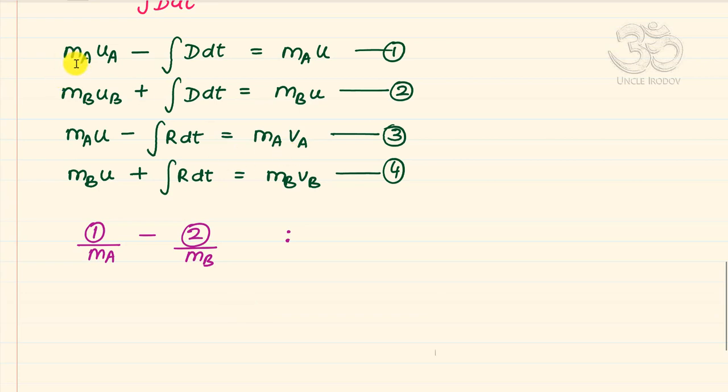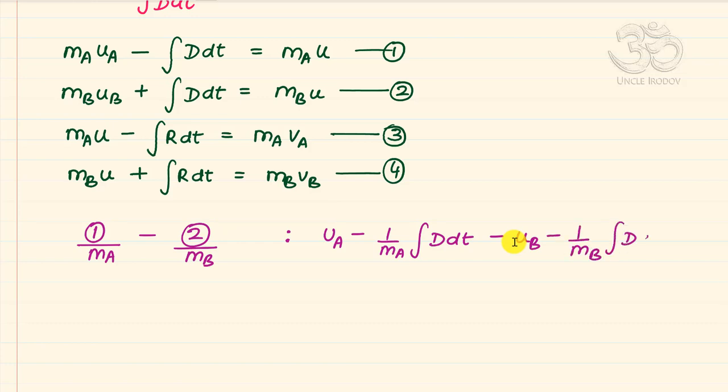This gives us on the left hand side only ua minus 1 by ma integral of d dt, minus, so there is a minus here, equation number 2 divided by mb, so you will have ub minus 1 by mb integral of d dt, and all that will be equal to 0.